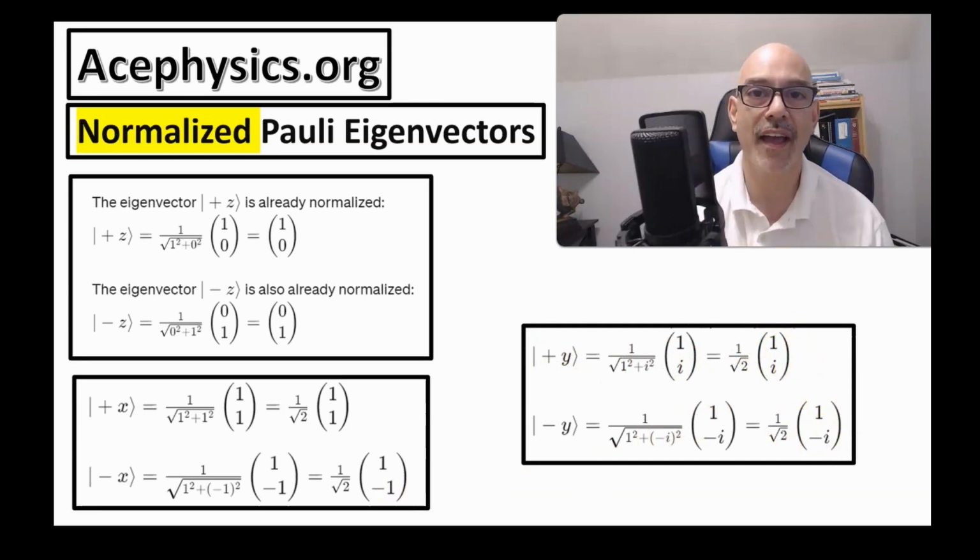I get keloids, so I can't get tattoos, but if I was going to get a tattoo, these normalized Pauli eigenvectors would be a nice choice.